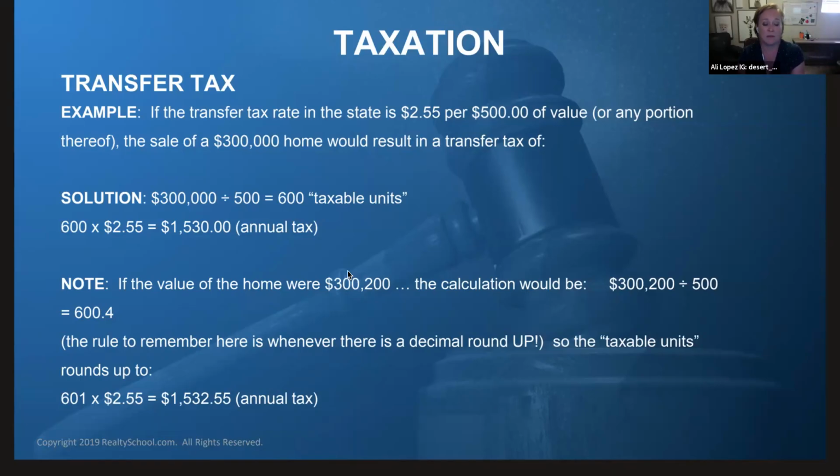So if the value of the home were $300,200, the calculation would be 300,200 divided by $500 of value, the units, and then it would be rounded and multiplied by the $2.55. I have to say rounding up is more common than rounding down in real estate.